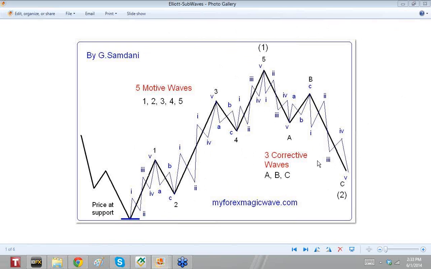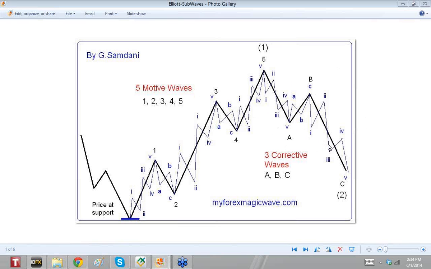There are others, but I'm talking about the zigzag correction. Flat, rectangle, triangles and all that, that's different. This is a 5-wave move down, and then wave A, B, and this is how it comes down in a 5-wave fashion for wave C, to make the wave 2 of this higher degree daily chart. Okay, so this is the basic one.